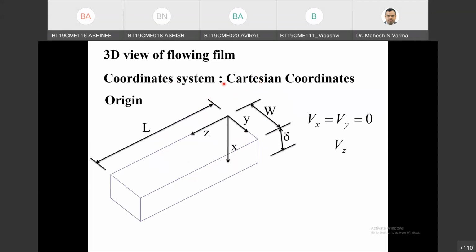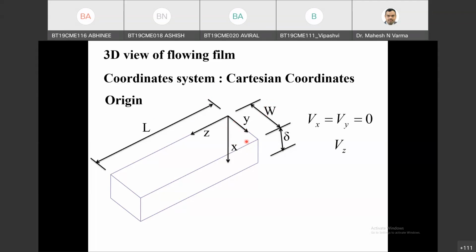As I have selected a Cartesian coordinate system, the origin is at this point. This is my z, this is my x, this is my y. So what is the boundary for y? Y varies from? Sir, y will vary from 0 to W. Very good. Z will vary from 0 to L. And x will vary from 0 to delta.